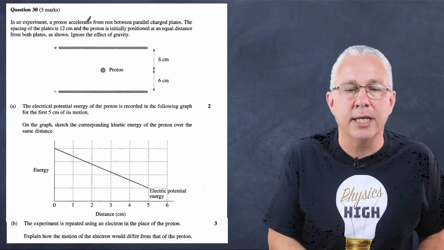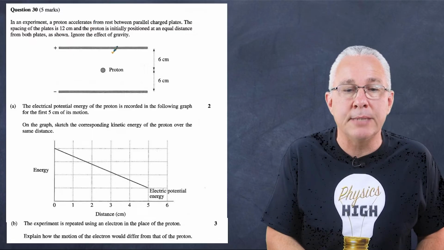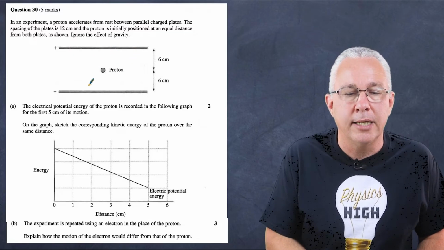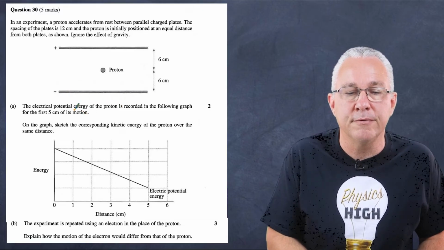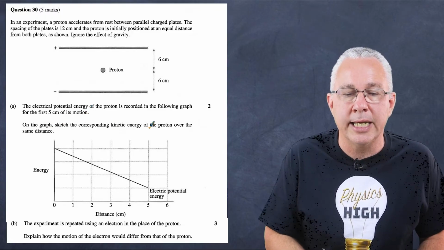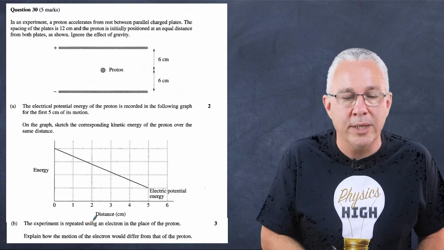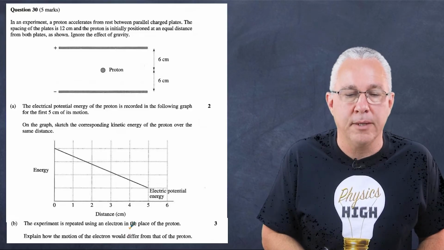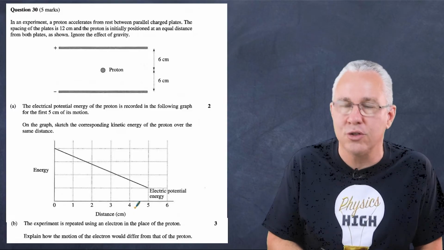An experiment: a proton accelerates from rest between parallel charged plates. The spacing of the plates is 12 centimeters and the proton is initially positioned at an equal distance from both plates. And the electrical potential energy of the proton is recorded in the following graph for the first 5 centimeters of its motion. On the graph, sketch the corresponding kinetic energy of the proton, and then the experiment is repeated using an electron. We need to describe how the motion would differ to that of the proton. Well, the first thing is to understand the conservation of energy.